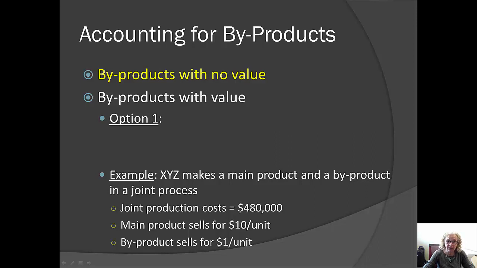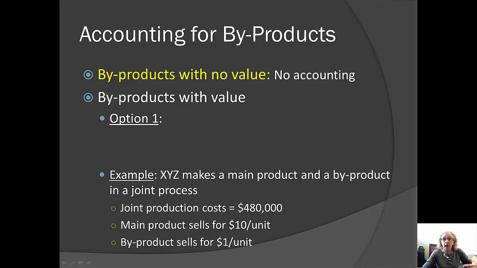A related issue is byproducts. A byproduct is something that is made in the process of making our main product. And the question is, how do we account for it? Well, there are two kinds of byproducts. Some byproducts have no market value at all. In that case, we throw them away. There is no accounting.